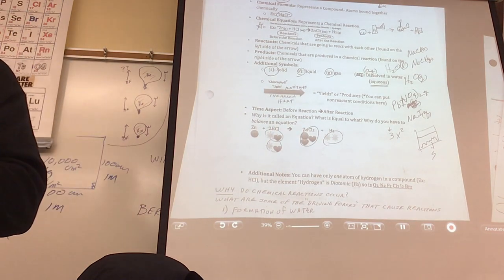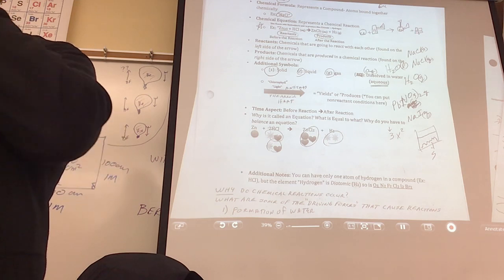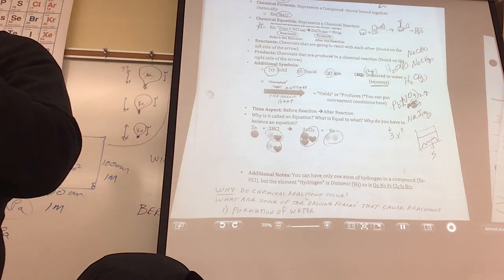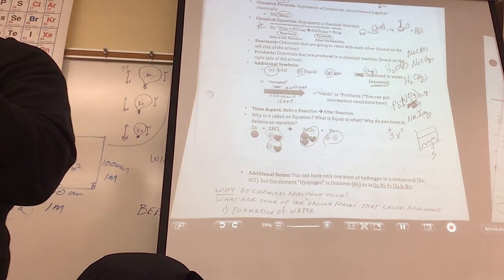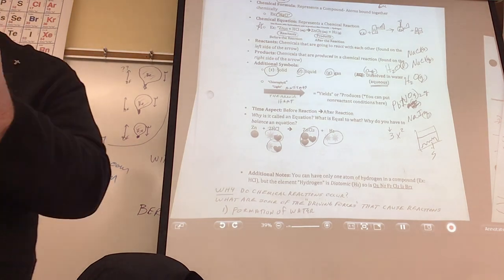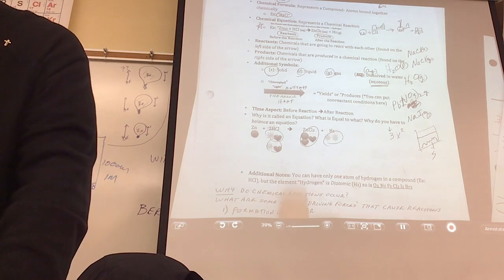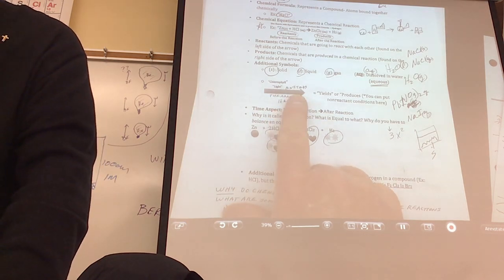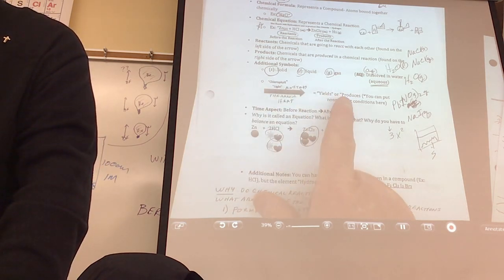So you can actually put things on top of the arrow, as you'll find out later. One of the experiments you'll be doing has to do with a catalyst. A catalyst is a chemical that speeds up a chemical reaction. It itself, though, is not consumed. It's ready to do it again. And I would put the catalyst over here because it's not really a reactant and it's not really a product.